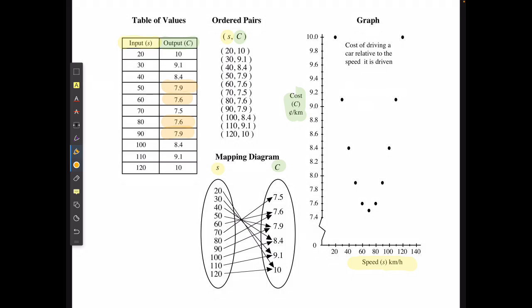So we only list them once, but then we take the input values that link to it and then draw a line connecting them to state these are the two input values that would relate to that one output value.